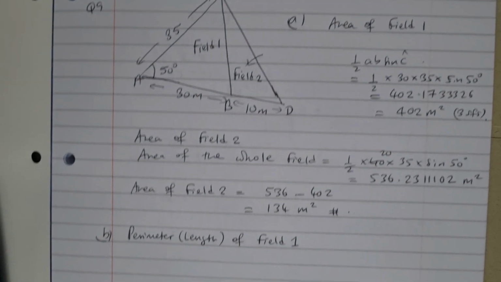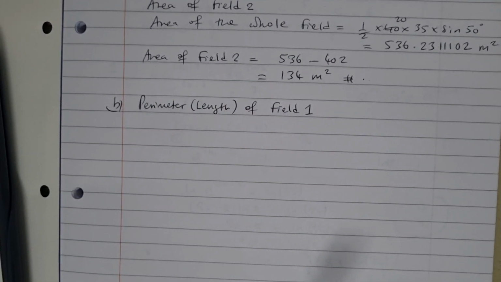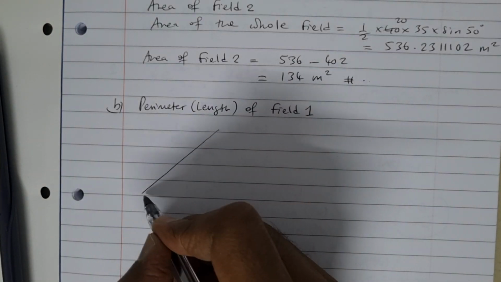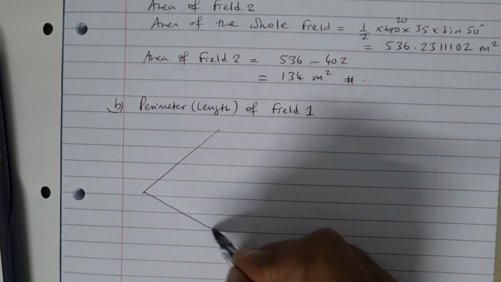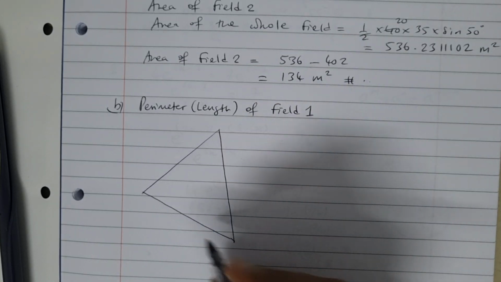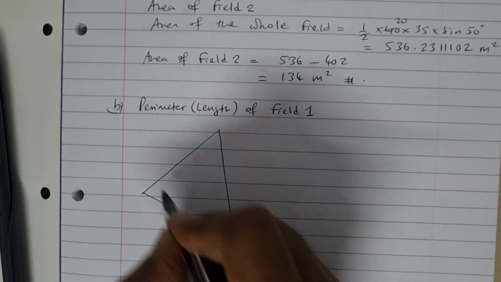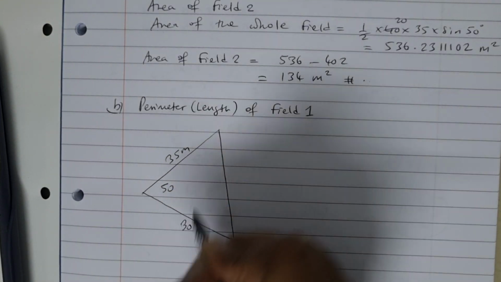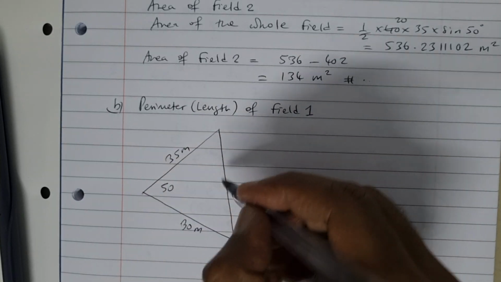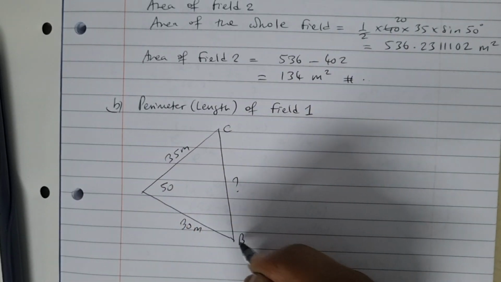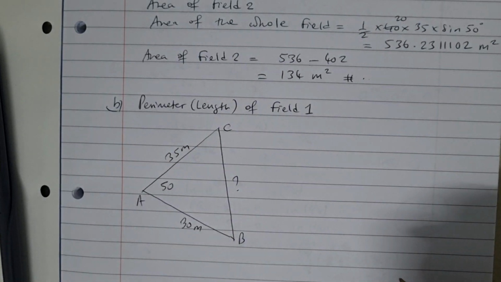So if we want to find BC, let me just draw the field down here so I don't have to move my copybook around too much. There we have 30, 50 degrees here, and 35 here. To be able to find the perimeter, I need this side here. So this is BC.